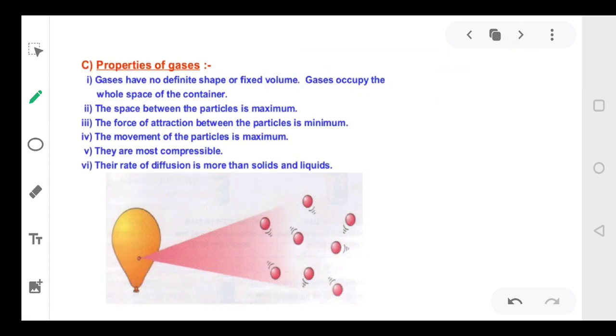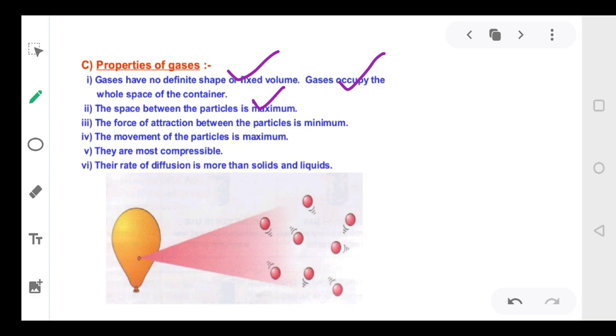Gases. Do you think gases have a fixed shape and size? No, gases do not have fixed shape or fixed volume. Neither their shape is fixed nor their volume is fixed. But they occupy the space in the container. अगर हम container में उन्हें डाल देते हैं, तो even a small quantity of gas can fill the container. Okay? Because the particles are very far away from each other.